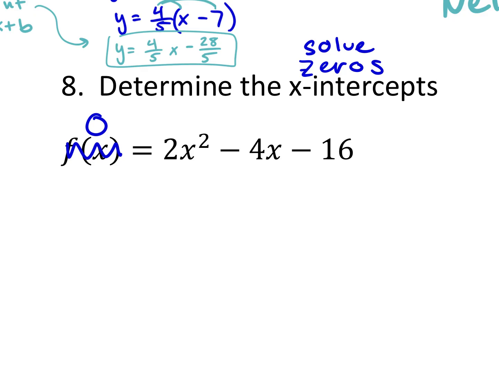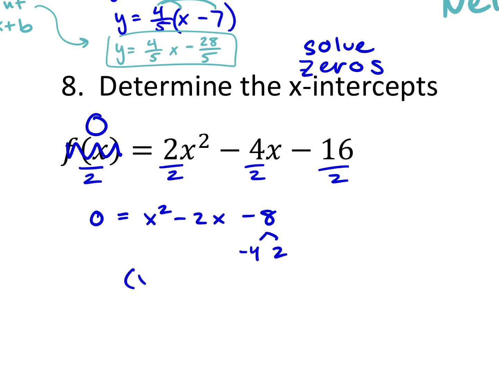You can divide it by 2. Awesome. We want to factor, but before we factor, we can take out our GCF. So we're going to divide everything by 2. So we get 0 equals x squared minus 2x minus 8. What are 2 factors of negative 8 that add to negative 2? Negative 4 and 2. So x minus 4 and x plus 2. So x equals 4 and x equals negative 2.